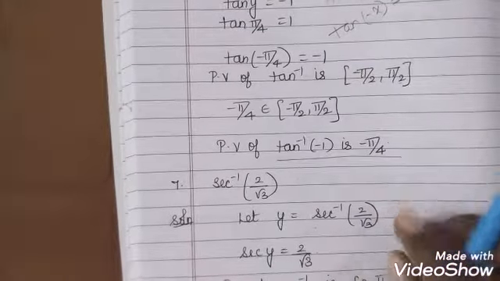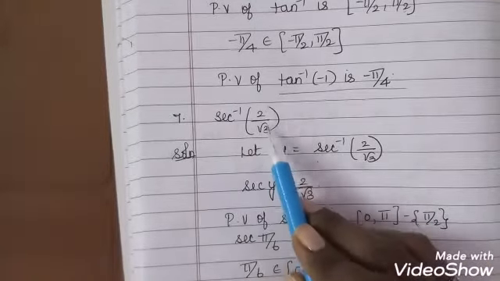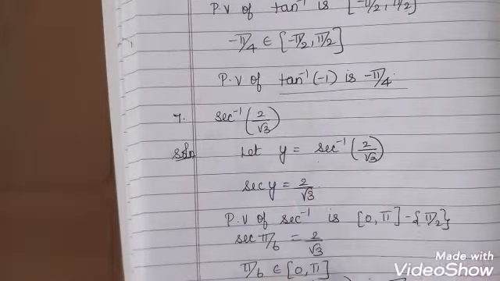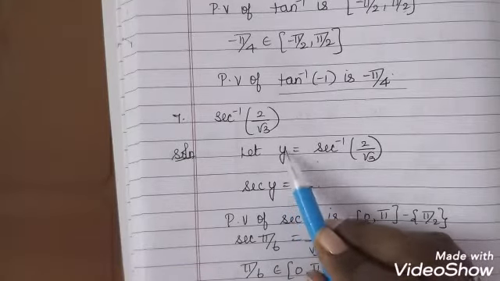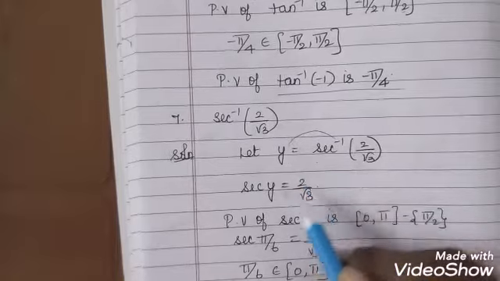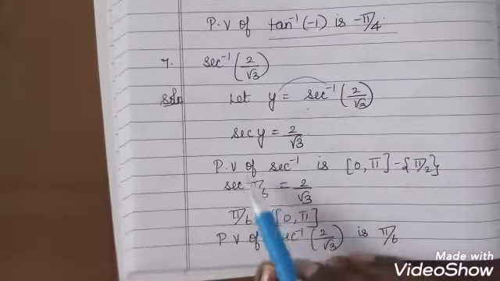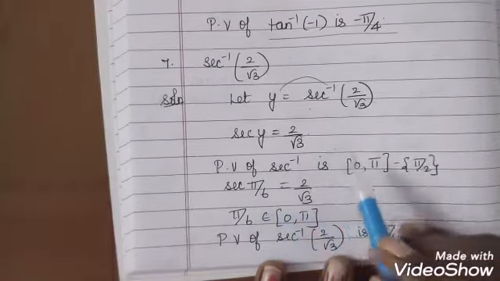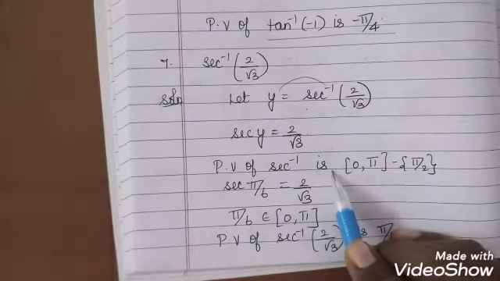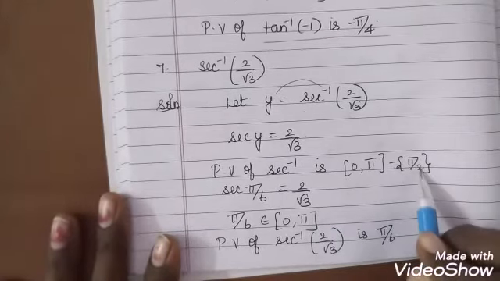Got it? The seventh question, secant inverse of 2 by root 3. So what is secant inverse of 2 by root 3? Let y be equal to secant inverse of 2 by root 3. Taking it to the other side, you will get secant y equal to 2 by root 3. So what is the principal value of secant inverse? It is 0 comma pi minus pi by 2.